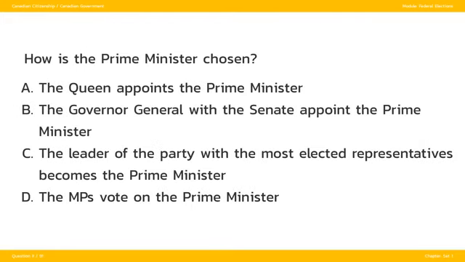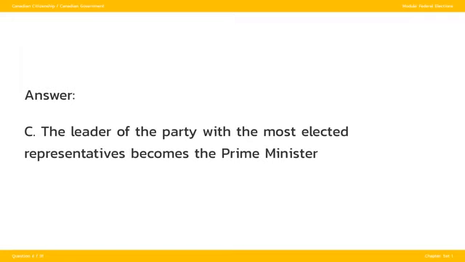How is the Prime Minister chosen? A. The Queen appoints the Prime Minister. B. The Governor-General with the Senate appoint the Prime Minister. C. The leader of the party with the most elected representatives becomes the Prime Minister. D. The MPs vote on the Prime Minister. The answer is C. The leader of the party with the most elected representatives becomes the Prime Minister.